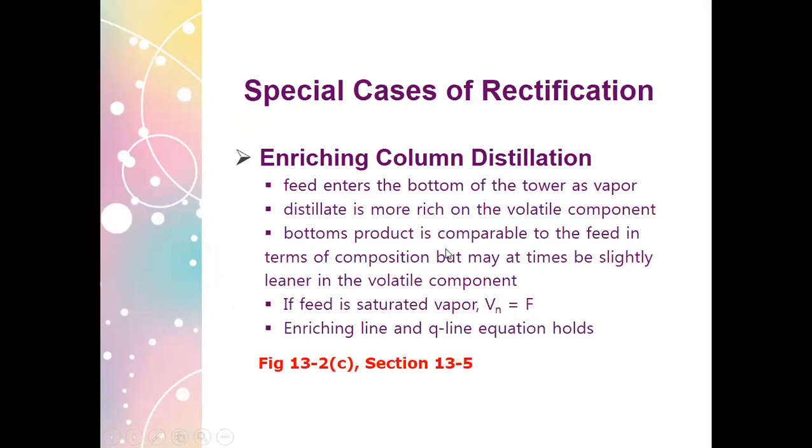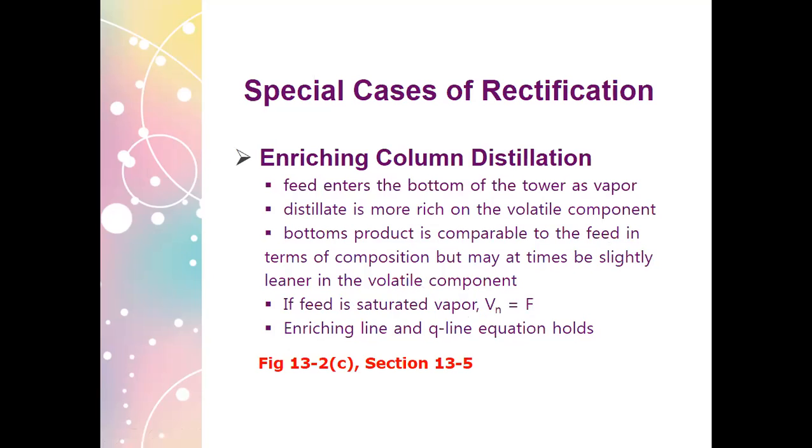The bottoms product is comparable in terms of characteristics to the feed, but at times may be slightly leaner in the volatile component. This phrase could be interpreted that there are times when your bottoms will have a lesser amount of the volatile component compared to the vapor. If feed is saturated vapor, the V sub N is equal to F. And that's the V that is leaving tray N in your enriching column distillation.